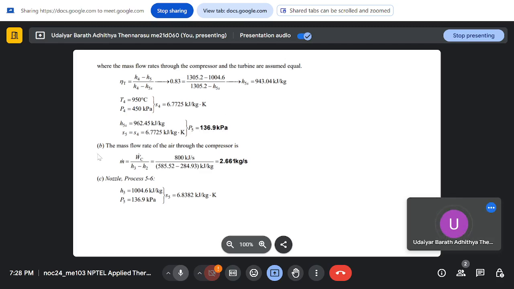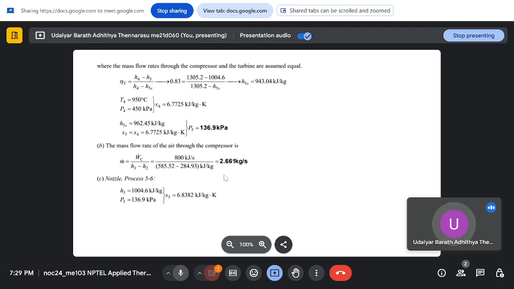Now the mass flow rate of air through the compressor is your compressor work divided by the enthalpy change, or similarly H3 minus H2, or your enthalpy change across the turbine. So 800 divided by the enthalpy change becomes 2.661 kg per second.